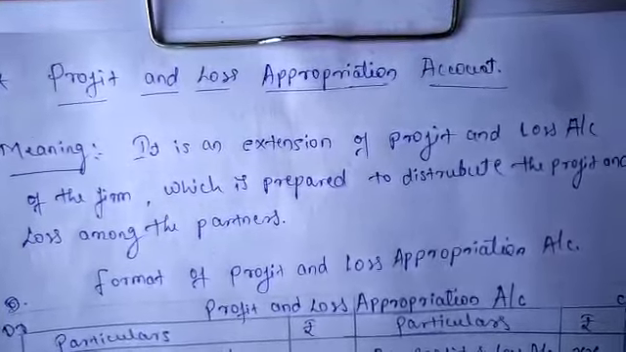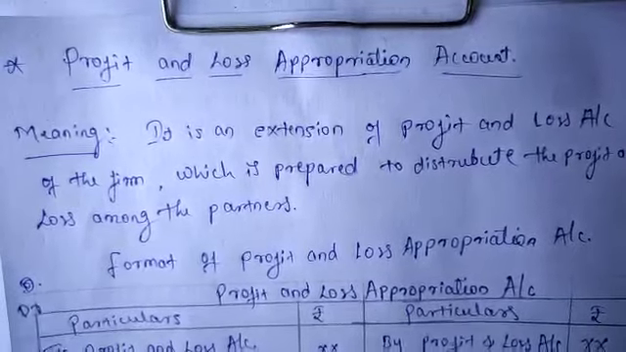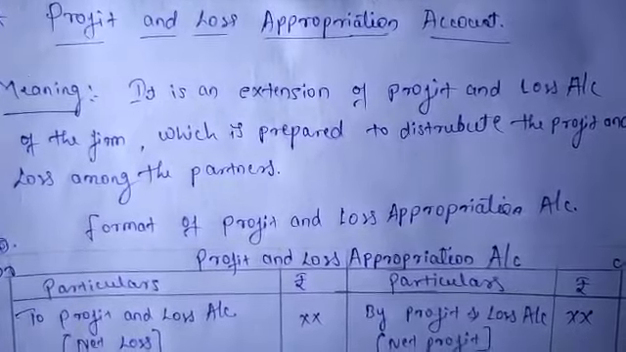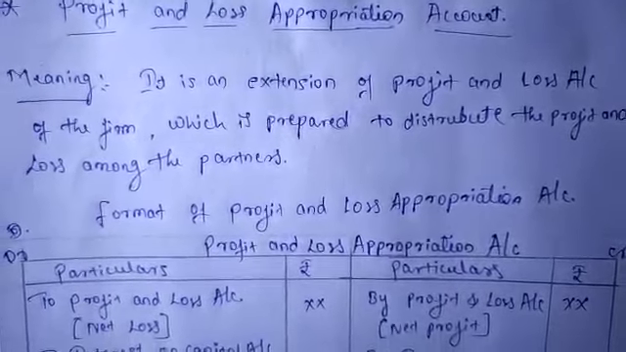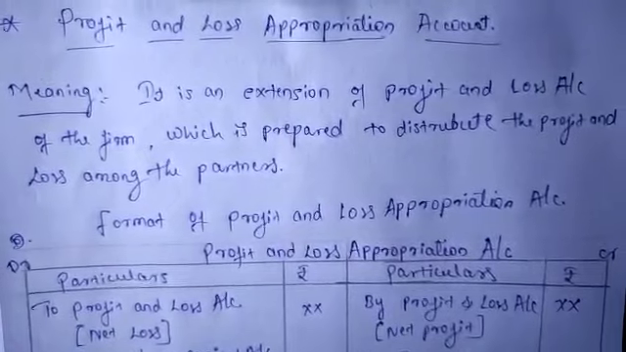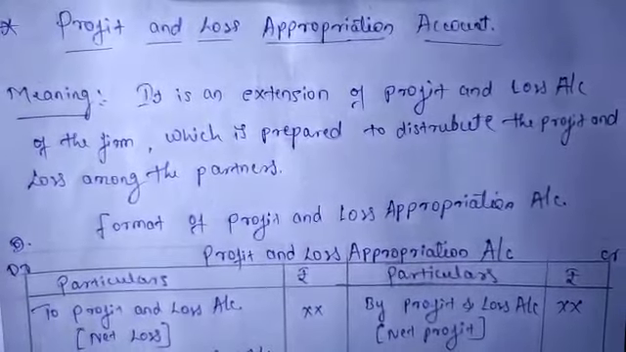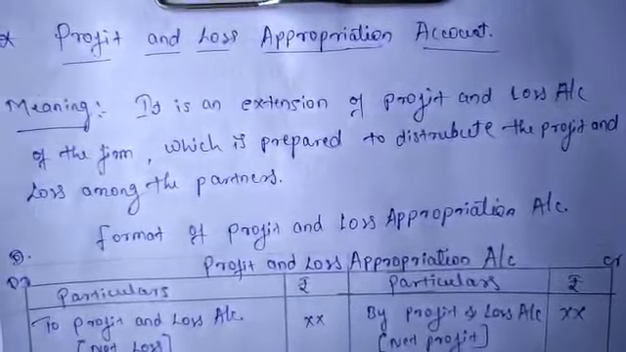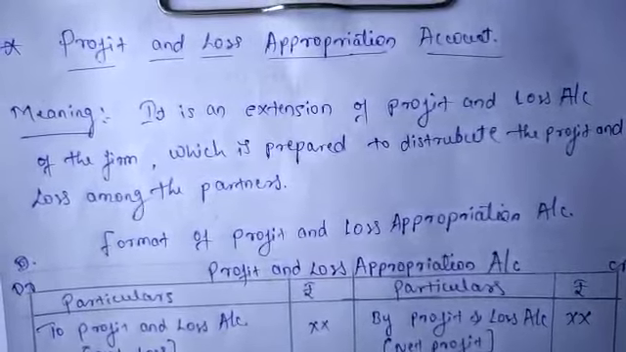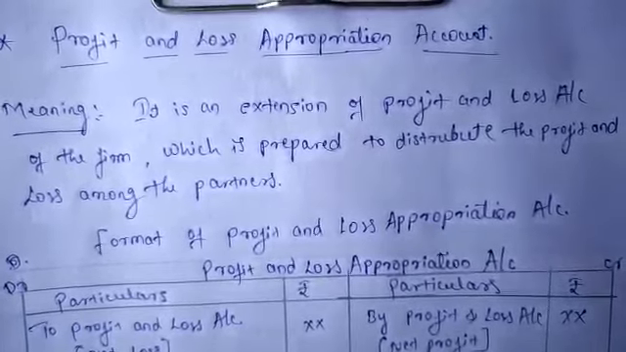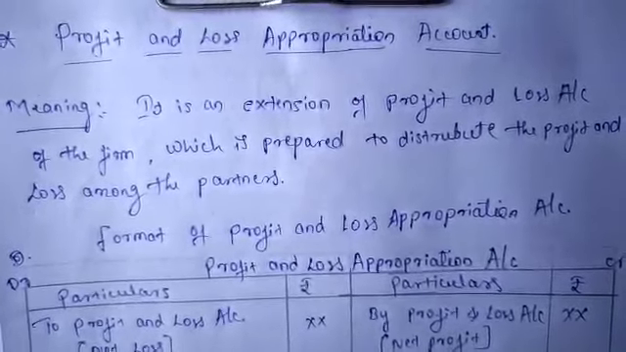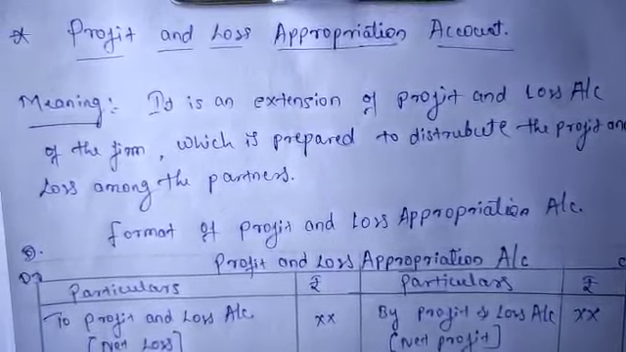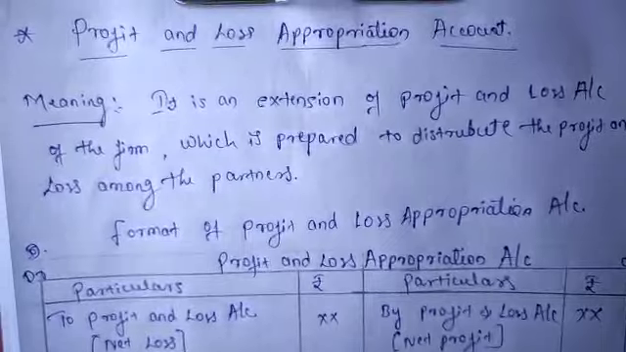Now, coming to the second aspect, that is the preparation of the profit and loss appropriation account. It is the next step after the P&L account. In the financial statements, in the first year, we prepared the trading account, P&L account and balance sheet. But in this year we are studying that after the P&L account we should prepare the profit and loss appropriation account, and last, the balance sheet. These are all called financial statements, including the P&L appropriation account.